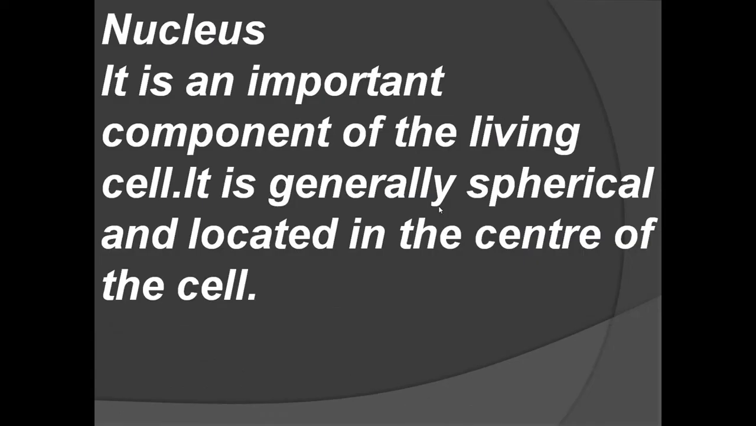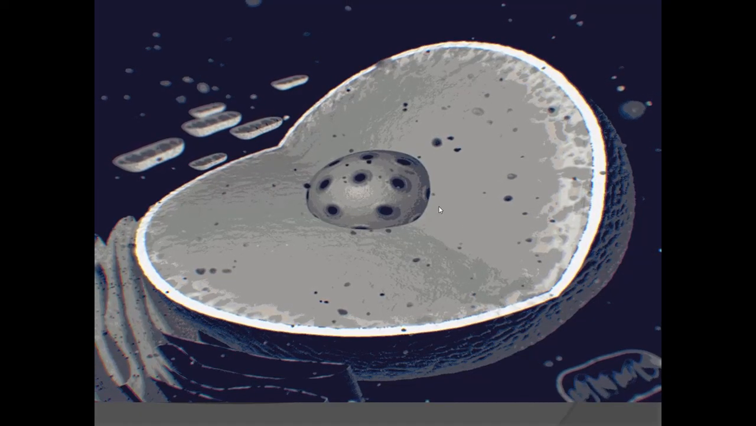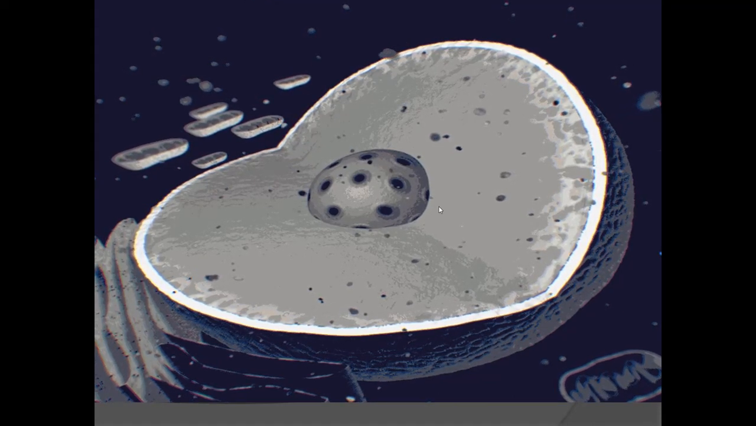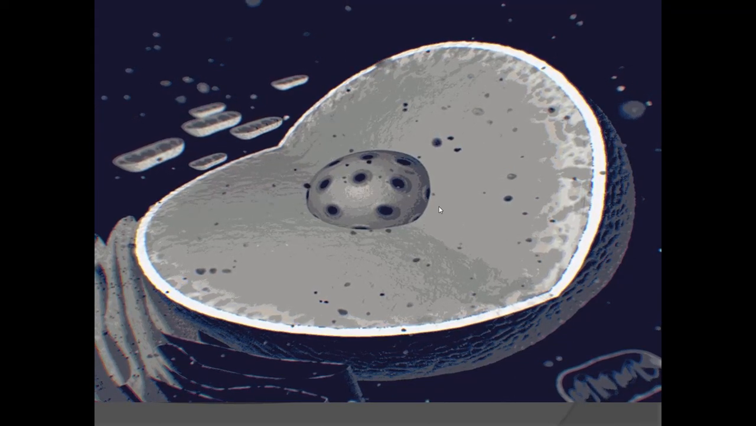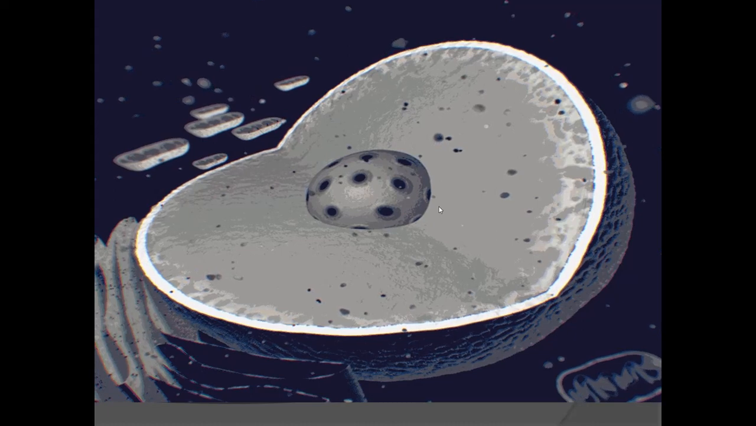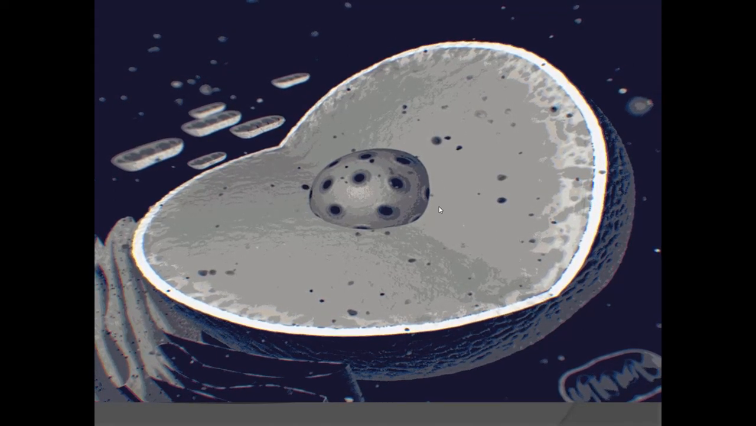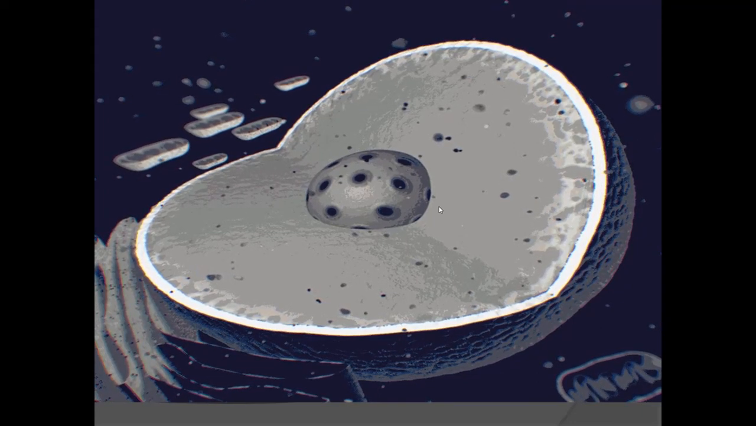Next important component is the nucleus. Nucleus is an important component of the living cell. It is generally spherical and located in the center of the cell. It can be stained and seen easily with the help of the microscope. As now you have seen when you have prepared the onion slide, you have easily found a dark rounded structure which is present in the cell. The center of the cell is nothing but nucleus.